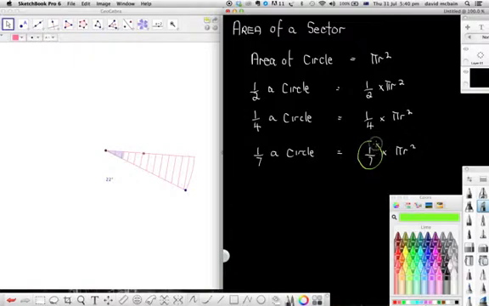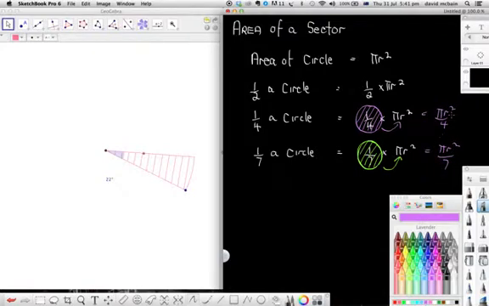if we know the fraction of the circle that we wish to work out the area of, that makes it really easy, because all we do is multiply this fraction by the area of the full circle. So for a quarter of a circle, you would simply multiply the fraction of 1/4 by the area of a circle. Or in other words, you would just go pi r squared and divide it by 4.